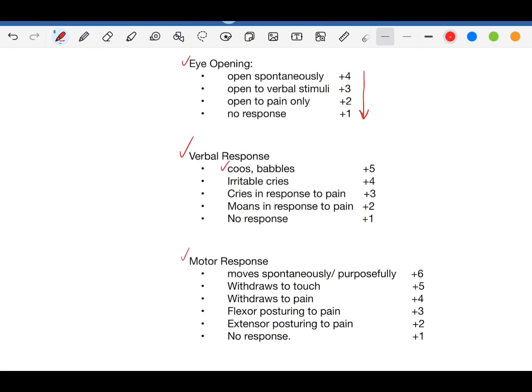All right, and then finally, we're going to go ahead and move down to motor, the big one here. And moving spontaneously or purposefully, that's going to give you a 6. So withdrawals to touch is a 5, withdrawals to pain is 4, flexor posturing to pain is going to be a 3, extensor posturing is a 2, and then no response is going to be a 1.